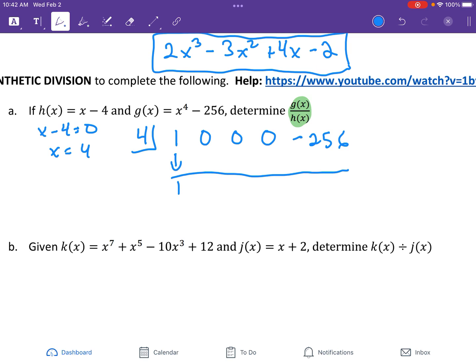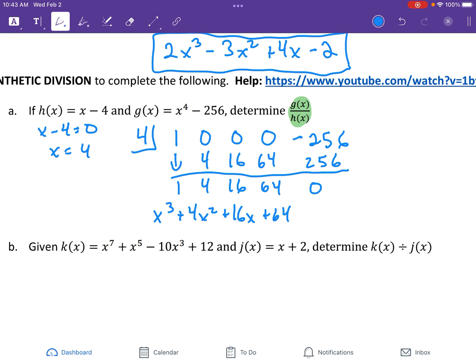Drop the first number, which is a 1, times 4 is 4, plus 0 is 4, times 4 is 16, plus 0 is 16, times 4 is 64, plus 0 is 64, times 4 is positive 256, which gives you 0. All right, so our remaining factor is going to be x to the third plus 4x squared plus 16x plus 64.